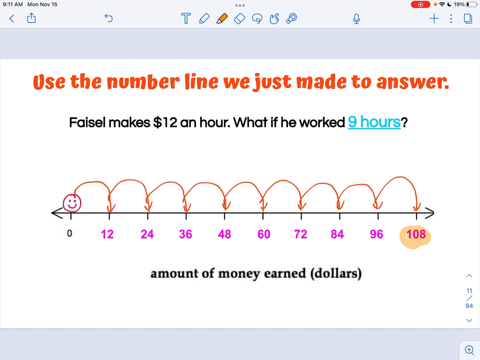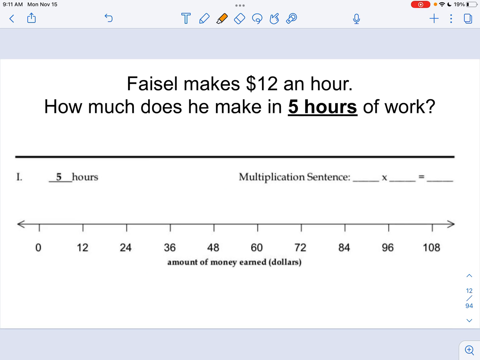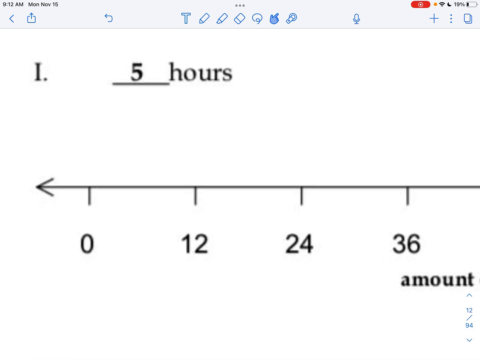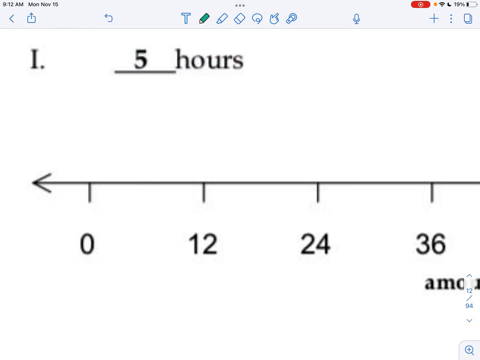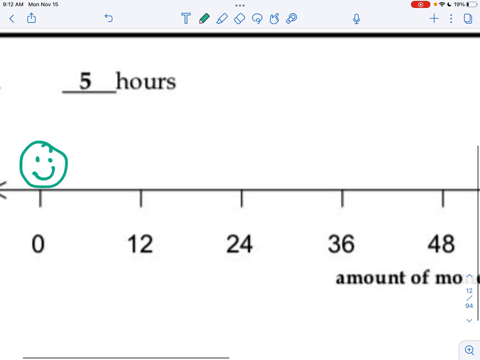The number of jumps is going to represent the number of hours that Faisal is working. In class, kids will be making their own number line. So this is the same problem, and now we want Faisal to work 5 hours. So if you were in class, I'd say, draw a smiley face at the 0. Right? And Faisal is going to work 5 hours, so think about how many jumps that's going to be.